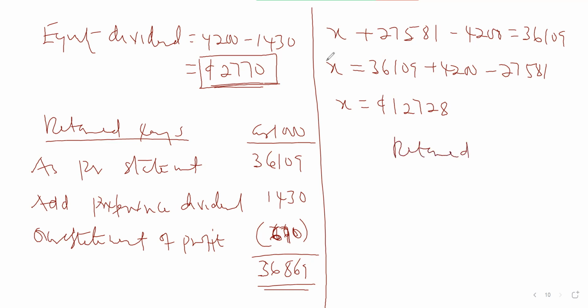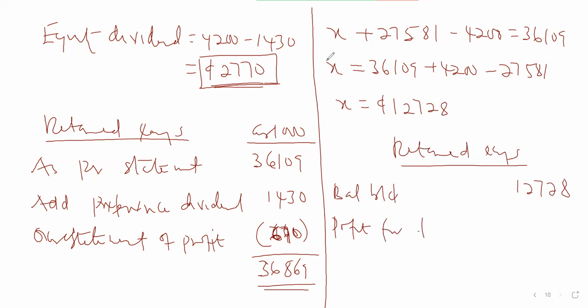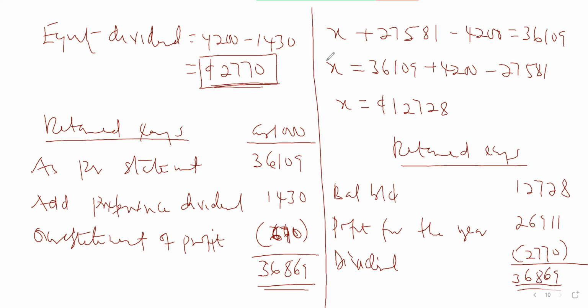So I cannot do the workings for the retained earnings now. What I will do is take my balance brought down, which was 12,728. Then I will add my actual profit for the year. Profit for the year was 26,911, isn't it? Then I will subtract my ordinary dividends, which is supposed to be 2,770. What are you going to get? You have to get 36,869. Someone should confirm. Let's move on.